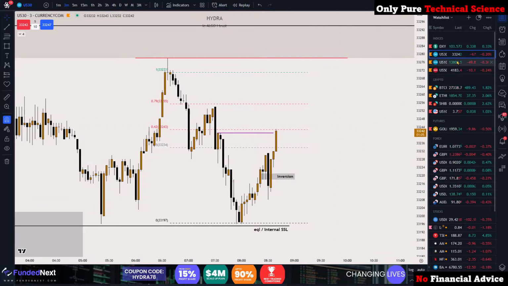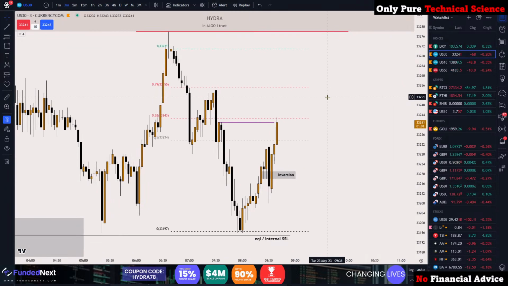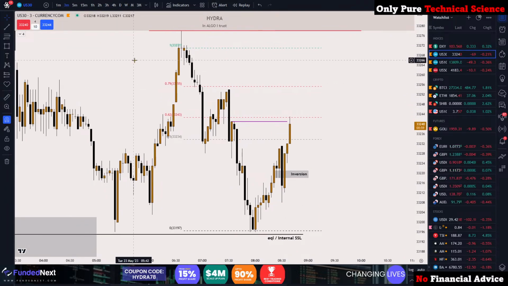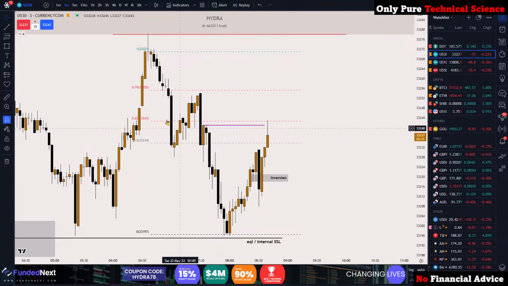We'll tape read it. Beautiful hit on this optimal trade entry level, 0.62. Beautiful hit in this 3-minute fair value gap. Look at the retracement after price hit the optimal trade entry level.